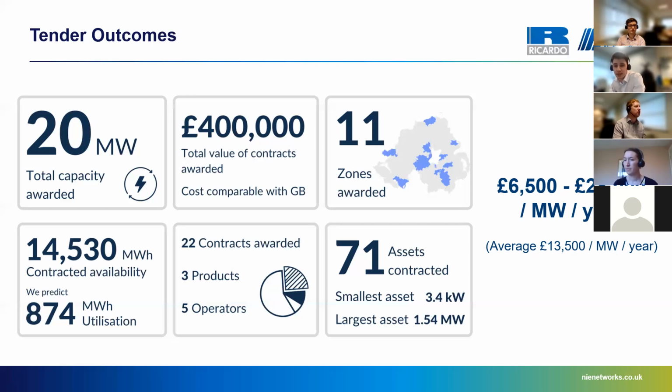Obviously on the right-hand side there, you can see the revenue ranges that were available. Now, that's not to say that these are the minimum or the maximum that we would pay, but that is what we observed coming through in tender and what we accepted. And the average price or the payment was £13,500 per megawatt per year. Could we move to the next slide?